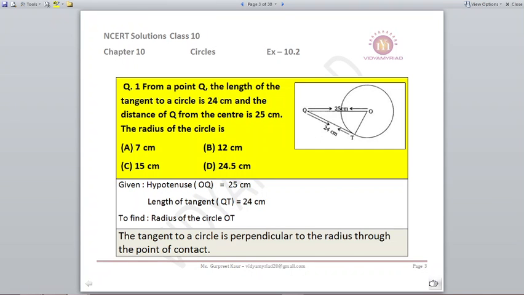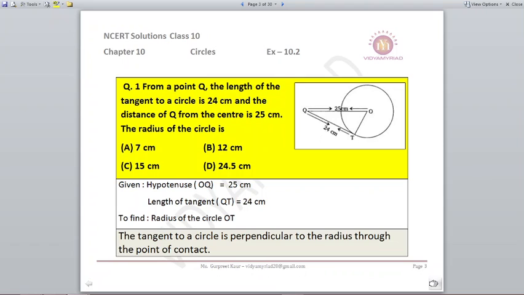Question number 1. From the point Q, the length of the tangent to a circle is 24 centimeters and the distance of Q from the center is 25 centimeters. The radius of the circle is dash. So here you see that T is a point of contact and OT will be perpendicular to QT. Just now we have done that the tangent to a circle is perpendicular to the radius through the point of contact. T is the point of contact, OT is the radius, QT is a tangent. So it will be a right angle triangle.